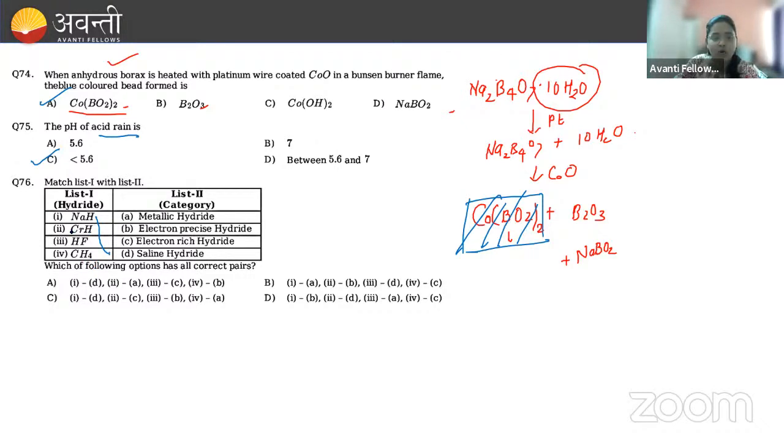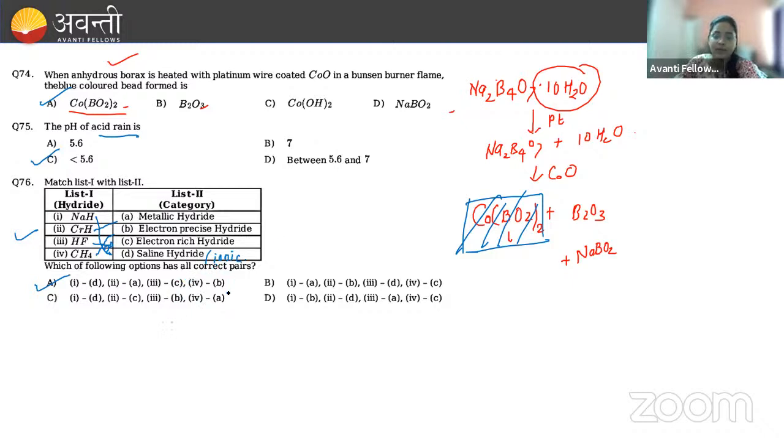And chromium hydride: chromium is a metal. Sodium is also a metal, but NaH is a saline hydride, and chromium hydride is a metallic hydride. HF is an electron rich hydride. And CH4 is an electron precise hydride. Please remember these. Our correct option is A. So NaH is a saline hydride, or you can call it an ionic hydride. But chromium is metallic, HF is electron rich and CH4 is an electron precise hydride.